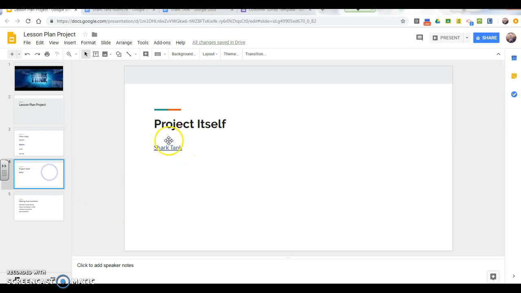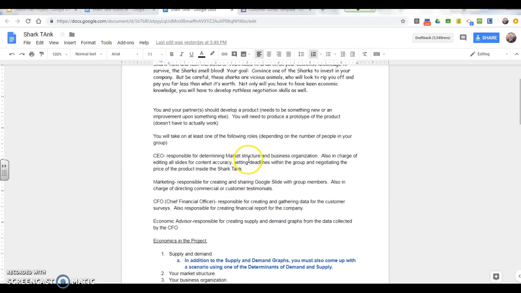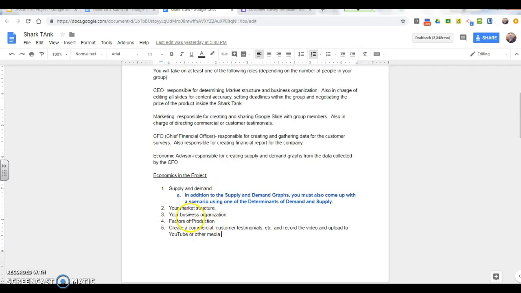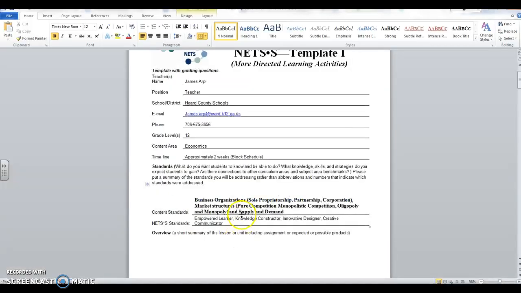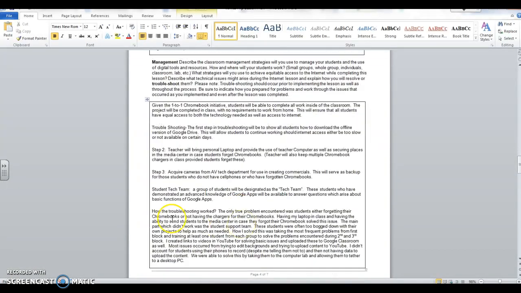All right. As far as the project itself, like I said, they're creating a business, they're creating an idea. And again, they're having to look at supply and demand, the market structures, and business organizations. The one thing that I did want to point out that kind of worked, but it kind of didn't, was the troubleshooting part of it.